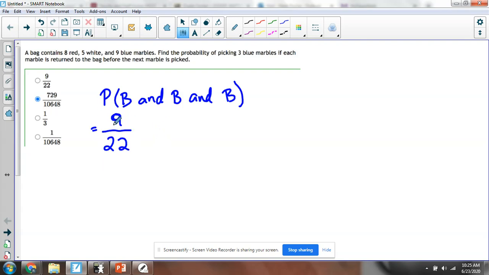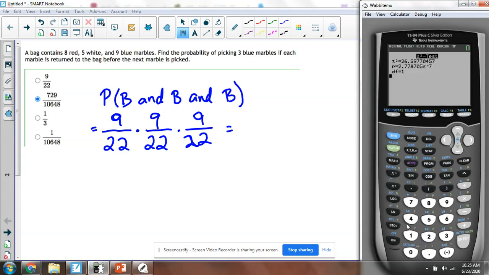Okay, you take a blue one out and then you put it back in before you pick the second marble. So the same probability occurs the second time, and the same probability occurs the third time. So I'm just going to multiply 9 over 22 three times. 9 divided by 22 times 9 divided by 22 times 9 divided by 22.